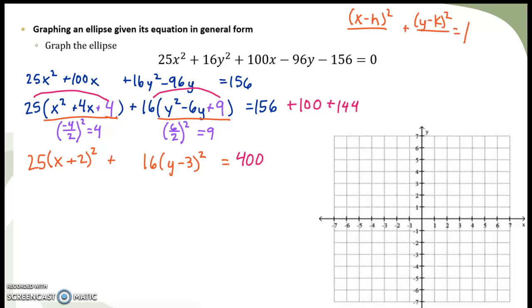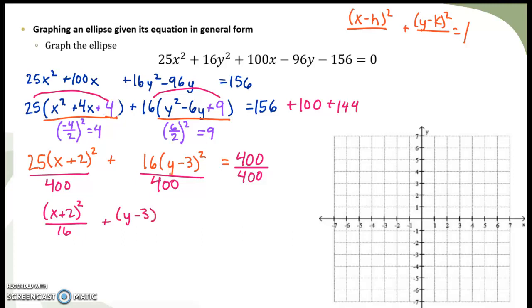Now this still isn't in the equation of an ellipse. I need to get it to equal 1, so I divide by 400 because 400 divided by 400 is 1, but I divide every piece, every side by 400. And my resulting equation is x plus 2 squared over 16 plus y minus 3 squared over 25 equals 1.